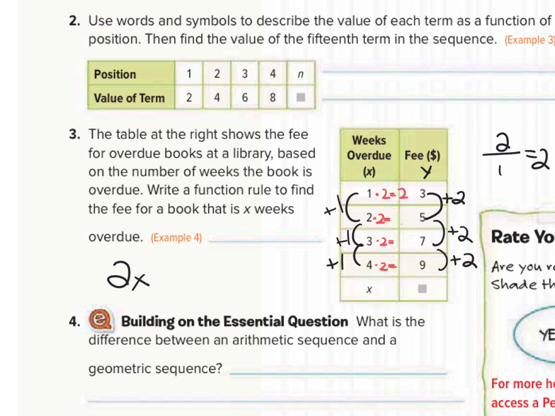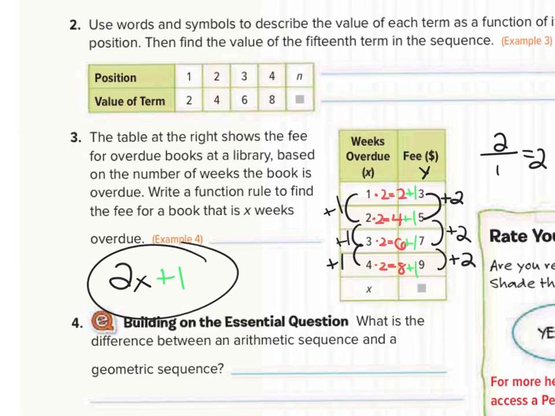So 1 times 2 is 2, 2 times 2 is 4, 3 times 2 is 6, 4 times 2 is 8. So we would need to add 1 to get 3, add 1 to get 5, add 1 to get 7, and add 1 to get 9. So the second part of our equation is plus 1. So our function rule is 2x plus 1.